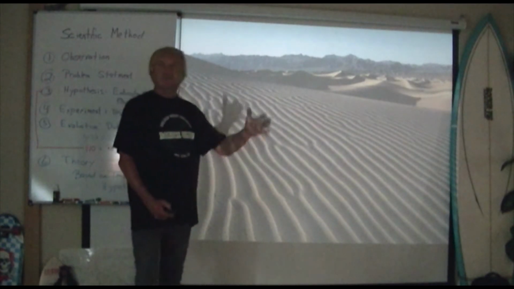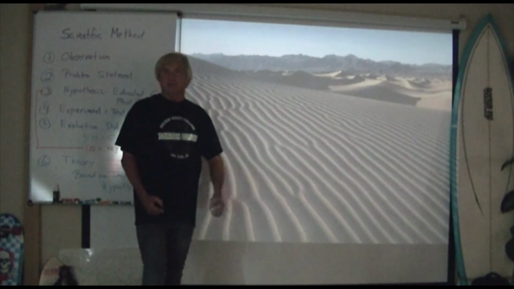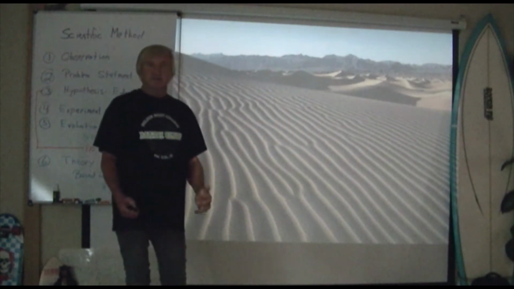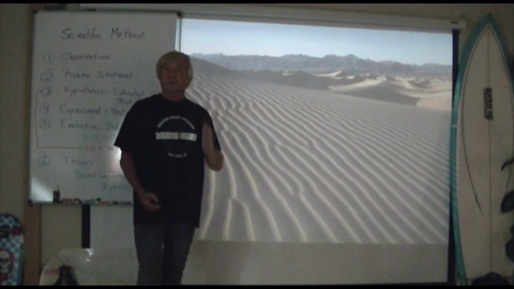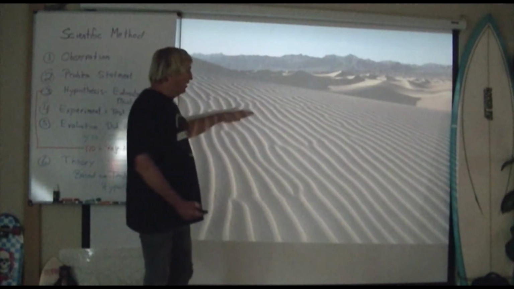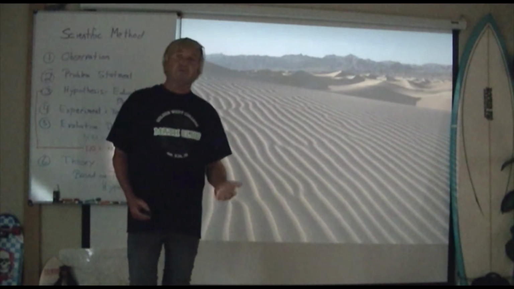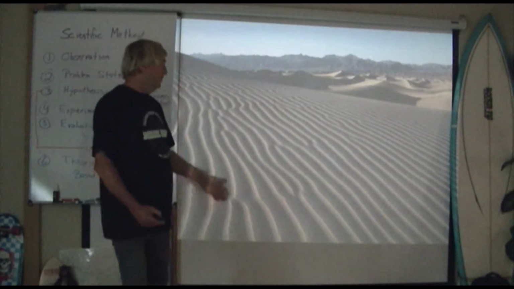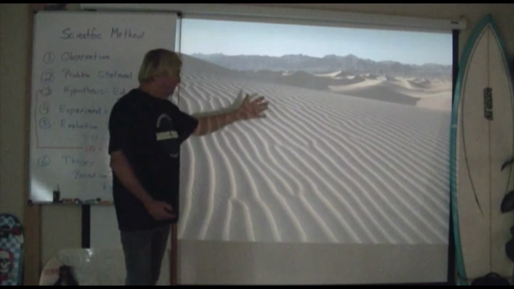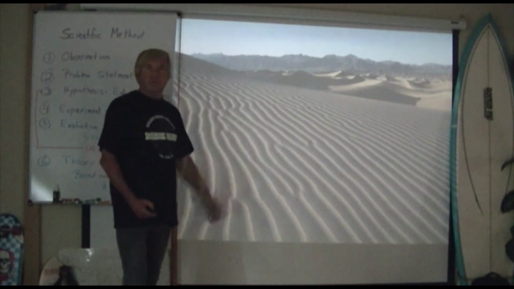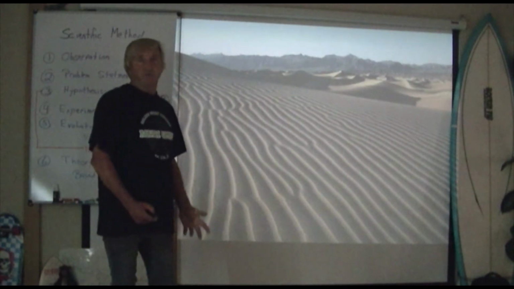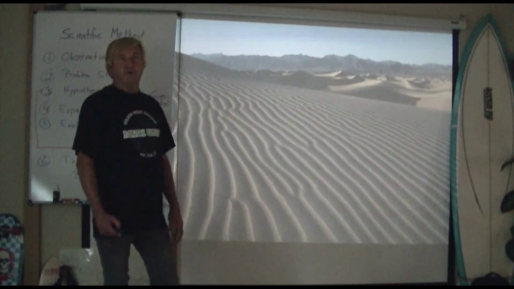So we see rivers cutting into canyons today. So when we find an ancient canyon, we assume that that canyon was cut by a river. When we see ripple marks in sand, we assume that those ripple marks are created either by wind or by water. And it depends on the frequency of the ripple marks whether it was deposited or formed by water or wind.